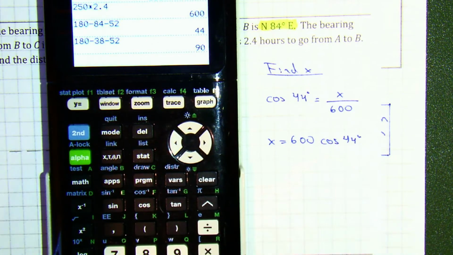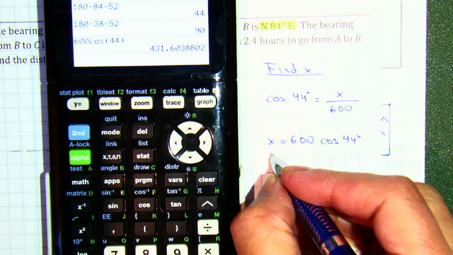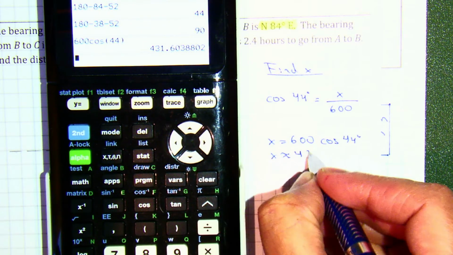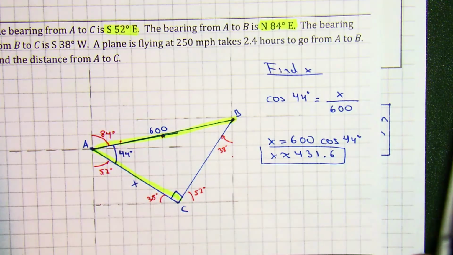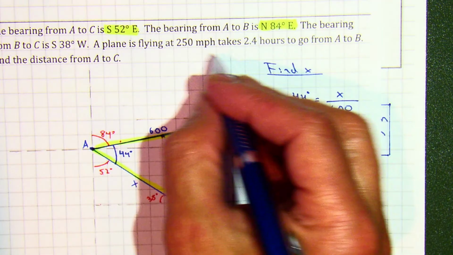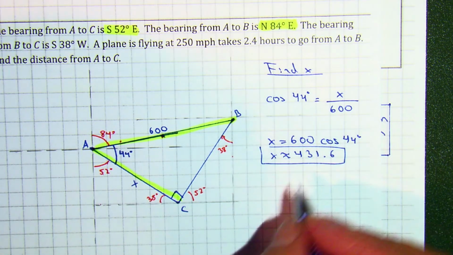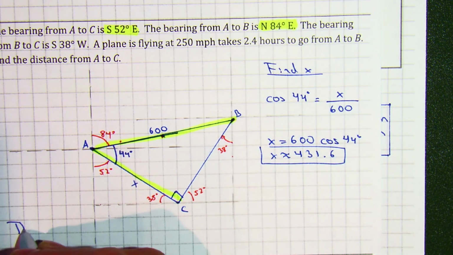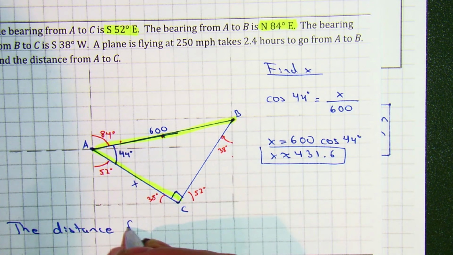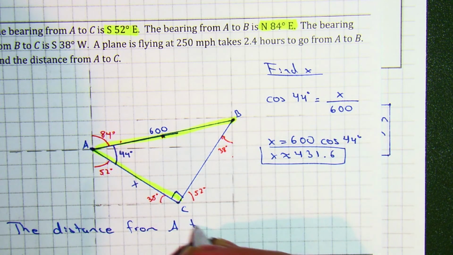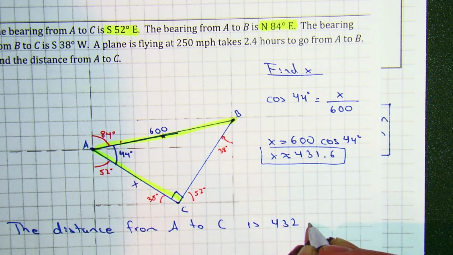This is the exact answer. I need an approximation. So the distance, and they're not using any decimal places, so I'm just going to use 432. So the distance from A to C is 432 miles.